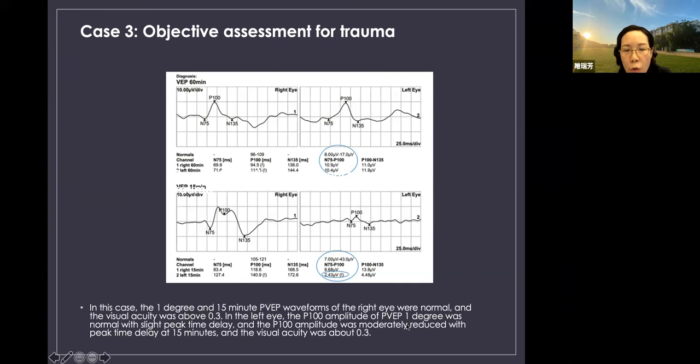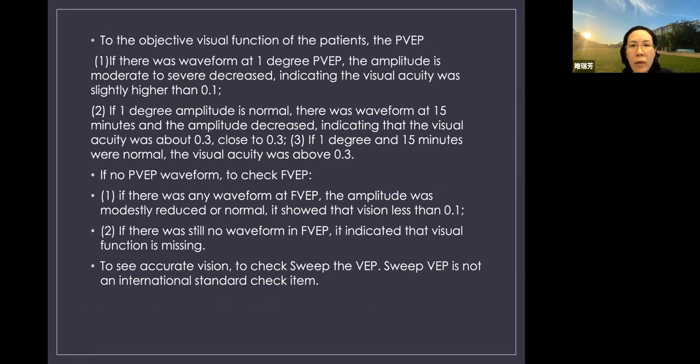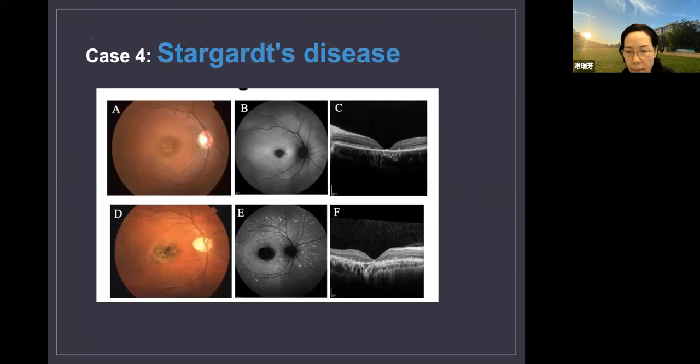Because the 1 degree recording is normal, we can also make an assessment, and we see the patient's left eye visual acuity is about 0.3. So it's very important to use VEP, especially pattern VEP, to do an objective assessment. I have mentioned this, so I will not go into more detail for this slide.